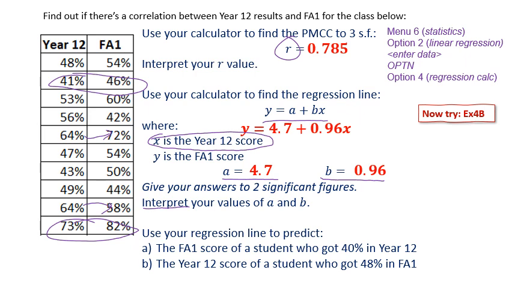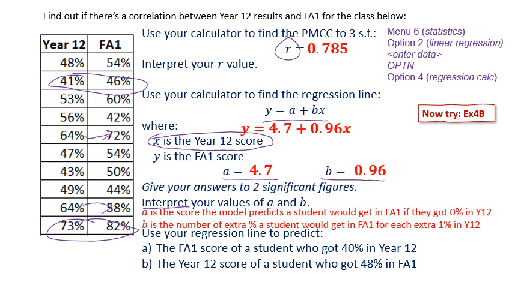And then the value of B we can interpret as well, but for this one we need to think a little more carefully. Since B is the gradient, we need to think about what gradient means in the context of Year 12 score and FA1 score. For every increase by 1 in the x direction, we would increase in the y direction by the gradient, whatever the gradient is. In this case, 0.96. So if your Year 12 score goes up by 1%, your FA1 score will be expected to go up by 0.96%. So pretty much 1-to-1. Roughly speaking, that's what we're talking about.